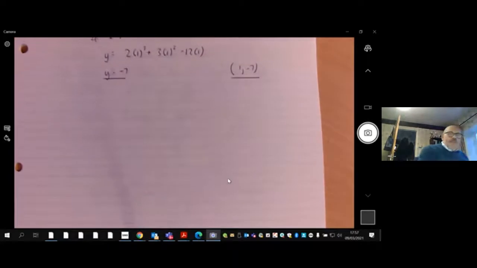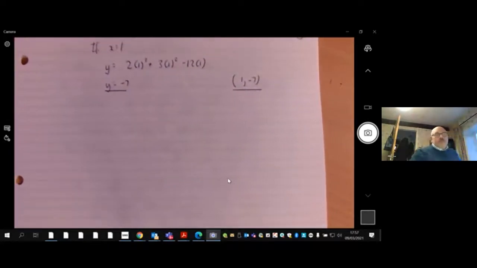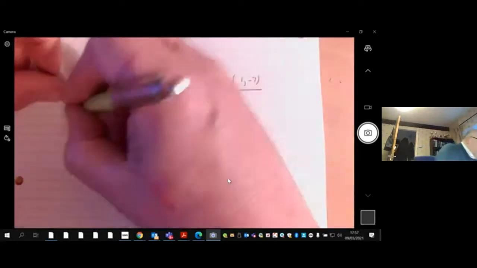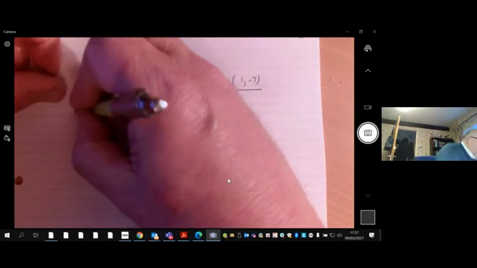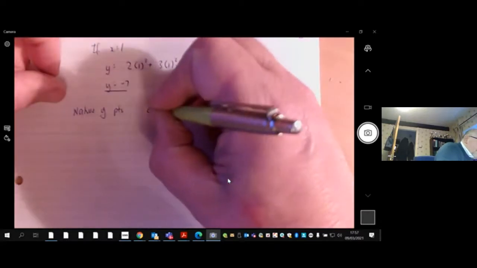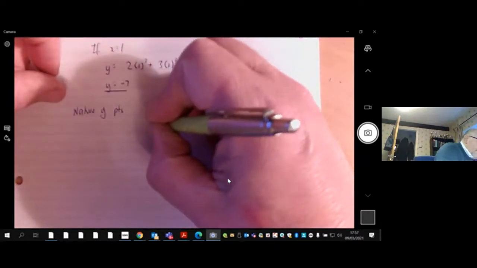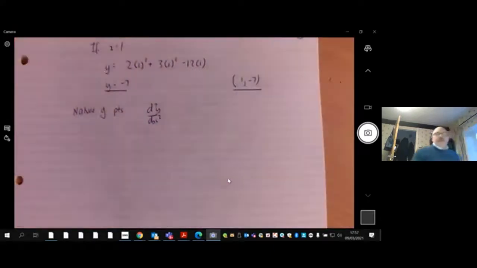Now, to find the nature of the points, you could draw the table and work out the gradients, and you would get full marks for that. But for the nature of the points, tell the examiner, nature of points, I'm going to use d2y by dx squared.